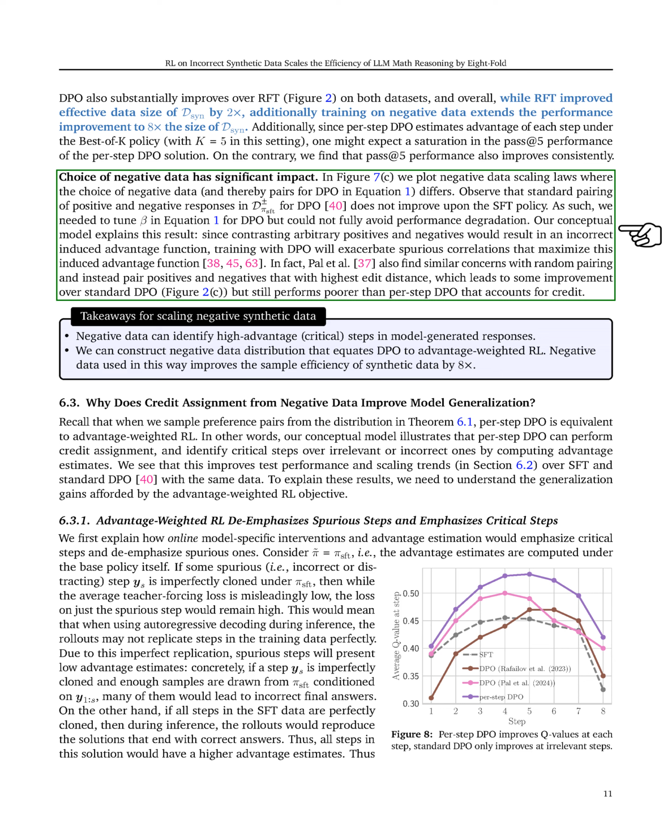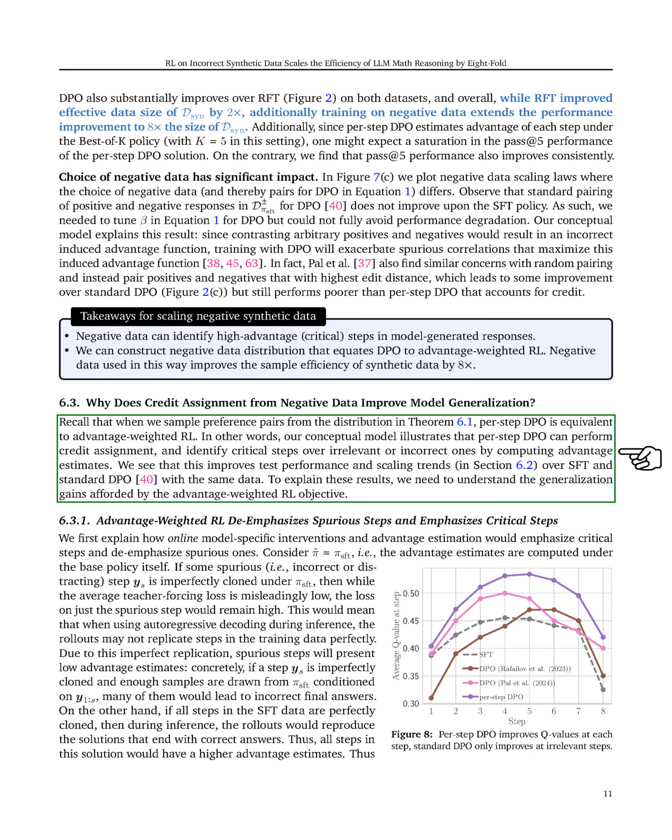Furthermore, we explore the concept of credit assignment from negative data and its role in improving model generalization. When we sample preference pairs according to a specific distribution, per-step DPO acts like advantage-weighted RL. This means that per-step DPO can effectively assign credit by distinguishing crucial steps from irrelevant ones through advantage estimates. This approach enhances test performance and scaling trends compared to SFT and standard DPO using the same data. The advantage-weighted RL objective provides gains in generalization, leading to improved model performance.